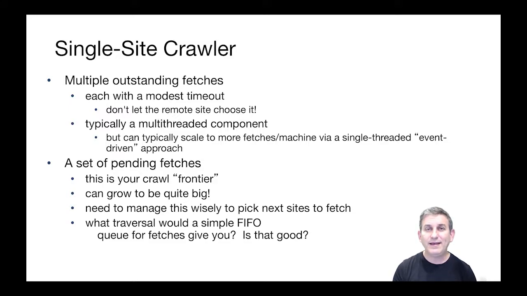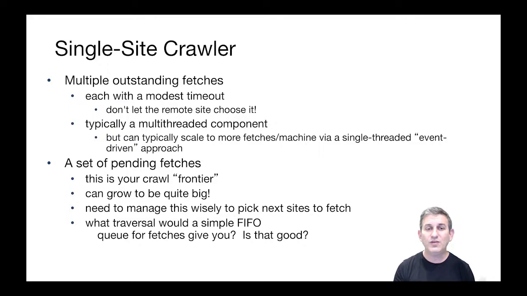If you do a bunch of outstanding fetches like this, then at any given time, your crawler has a set of these pending fetches it's waiting for. And this is what may be called the frontier of your crawl. This is the edge of the things you've seen so far. And this can grow to be very, very big because as things expand, they'll expand exponentially into a wider and wider branching of nodes to fetch. And so you're going to need to manage this wisely to pick the next sites to fetch. You can't simply go breadth first.